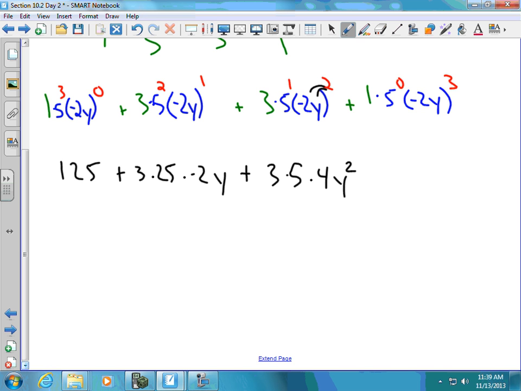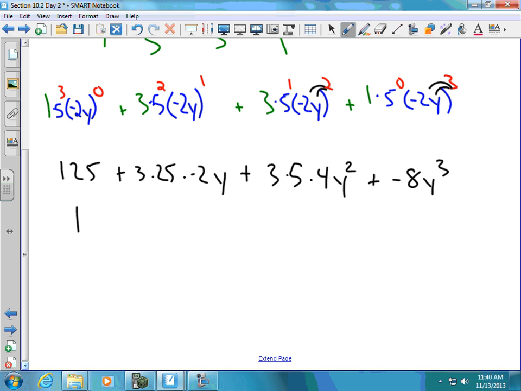And over here, I'm going to get 1 times 5 to the 0, which is 1. I get negative 2 to the third power, which is negative 8. And y to the third power is y to the third power. So a lot of you might just do these all at once instead of writing this out, but I'm doing this to show you where all these coefficients are going to come from.